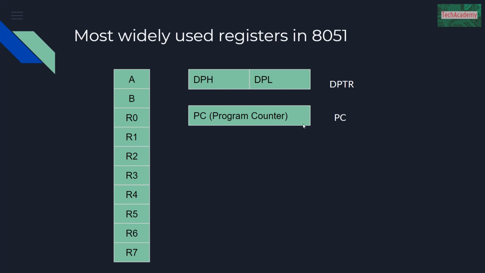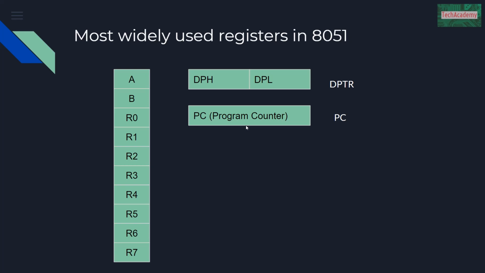And then there is another register, which is the program counter. This is again a 16-bit register which holds a 16-bit address. So we know 8051 has a maximum of 64 kilobytes of ROM support. Because of this program counter, which has 16 bits, the ROM is limited to 64 kilobytes.